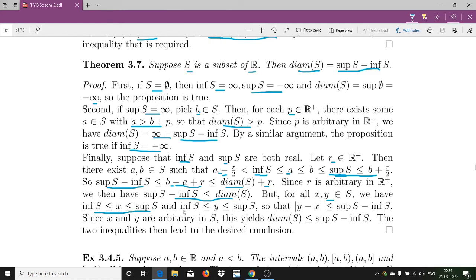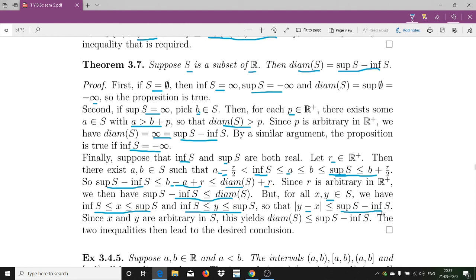And similarly, the infimum of S is less than or equal to y, and y is less than or equal to the supremum of S. You can assume y is greater than x. There is no harm in that. Now if I do y minus x, x was greater than or equal to the infimum of S. Therefore minus x will be less than or equal to minus the infimum of S. So you will have y minus x, I can say it is mod of y minus x, because I said that you can assume y is greater than x. So mod y minus x is less than or equal to the supremum of S minus the infimum of S.